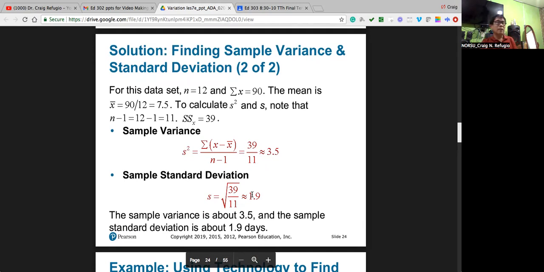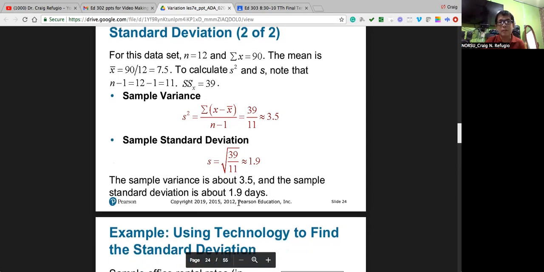Remember, the value is not exact, so we use the approximation symbol. So the sample variance is about 3.5 and the sample standard deviation is about 1.9. Remember that if it is an approximation, we use the term "is about." But if the value is exact, you're going to say "is." For example, if the sample variance is exactly 7, then you're going to say the sample variance is 7, because that is exact.